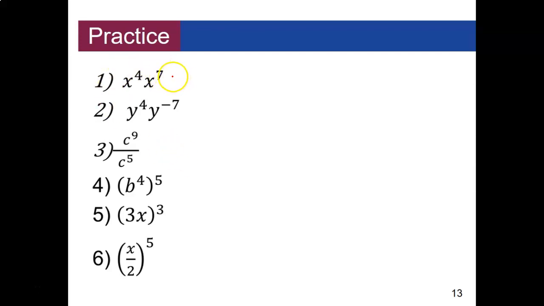Okay, on this one, we've got like bases. So when we combine our like bases together, we're going to write the base one time, and then we're going to add these exponents together. So 4 plus 7 is going to be 11.